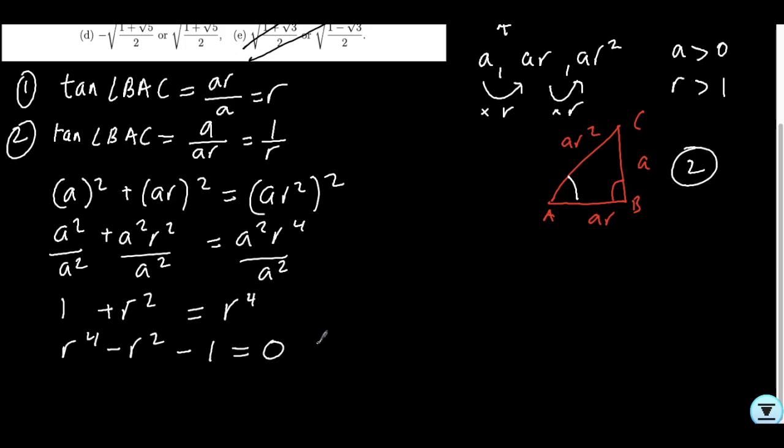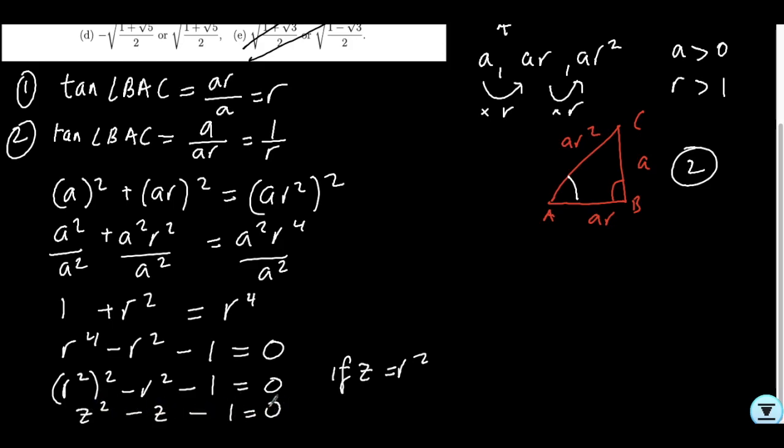How can I write this as a quadratic? Well, if I write r to the power 4 as r squared squared, minus r squared minus 1 equals 0, we've got a quadratic where the r squared term is being squared, minus r squared, minus 1 equals 0. If you don't see it, I'm just going to let z equal r squared. So if z equals r squared, we get z squared minus z minus 1 is equal to 0. And I can solve this quadratic.